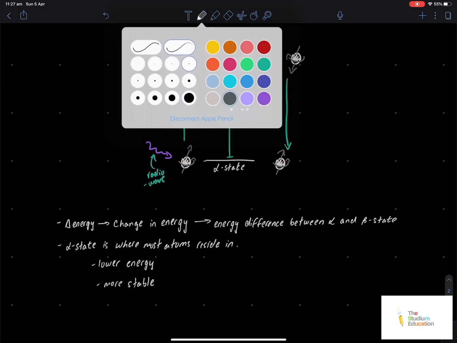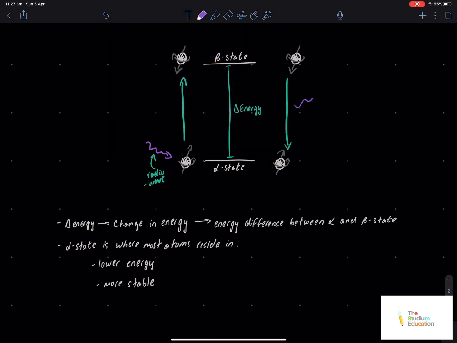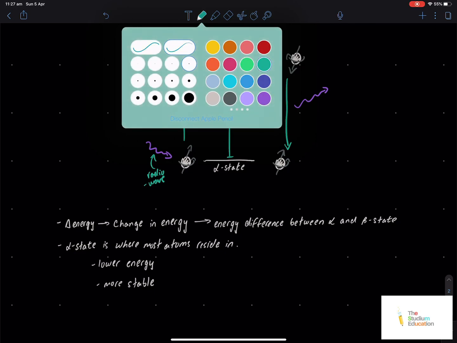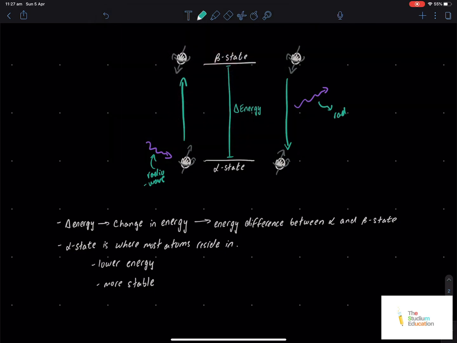Now the cool thing here is that the atom actually releases that same amount of energy as a radio wave. This is basically the essence of NMR. In NMR, we apply this external magnetic field to the sample, where it can go from a lower energy state, which is the alpha state, to a higher energy state, which is the beta state. And as it releases energy, as it moves back to the alpha state, the NMR machine can detect this release of energy, or this radio wave.